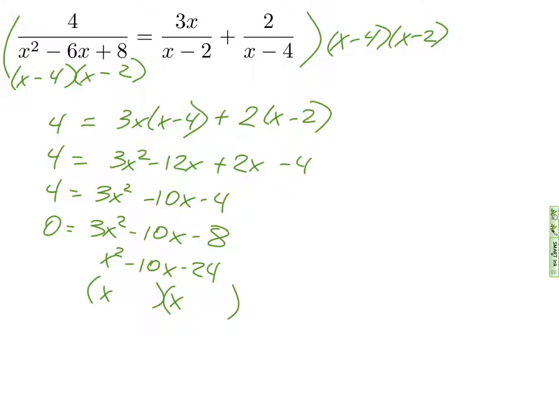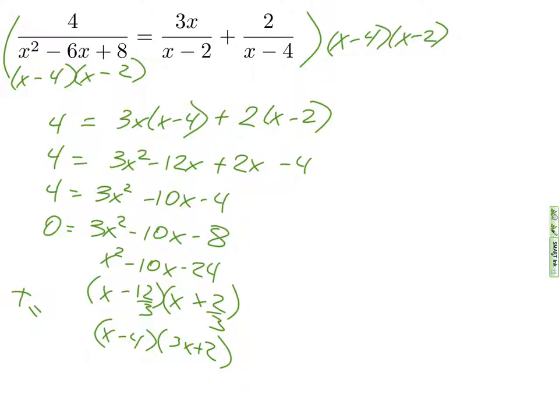So factors of 24 subtracted to give me 10. 12 and 2. Different signs, biggest one's negative. And when you slide and divide, don't forget to do what? Divide. So I need to divide by 3. So that gives me x minus 4 and gives me 3x plus 2.